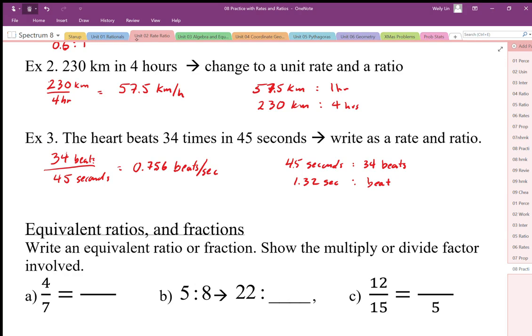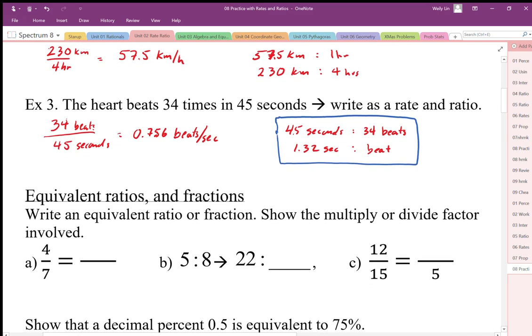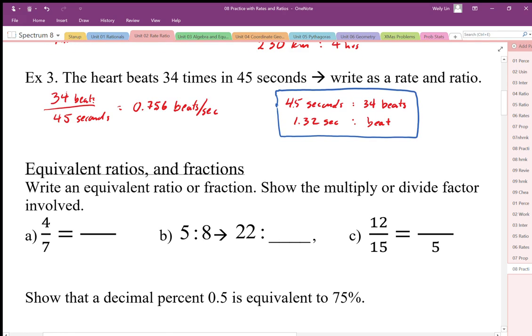So the ones in blue here, I'm just going to circle the blue, are the reverse rate, or what we call the reciprocal rate. But they're the same rates. It's just the direction of the rates are a little bit different.